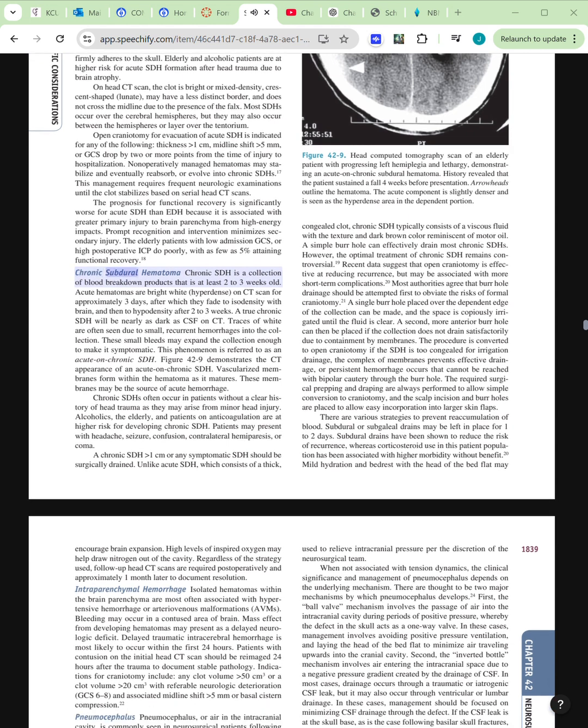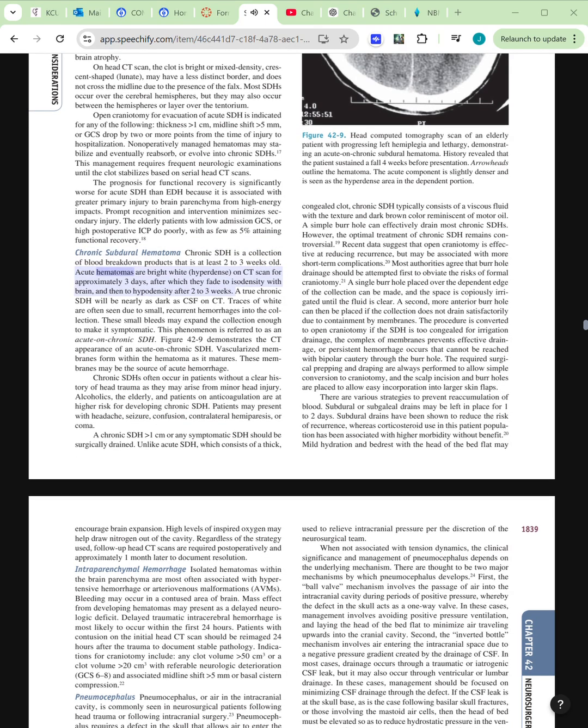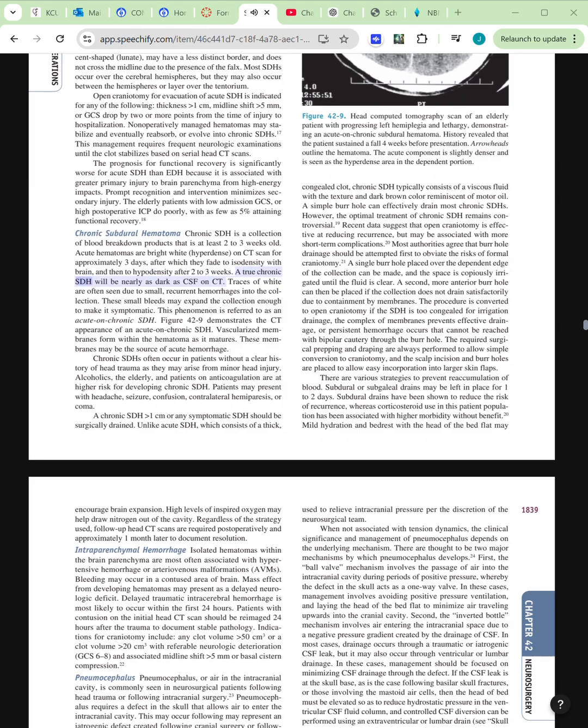Chronic subdural hematoma, chronic SDH, is a collection of blood breakdown products that is at least 2 to 3 weeks old. Acute hematomas are bright white hyperdense on CT scan for approximately 3 days, after which they fade to isodensity with brain and then to hypodensity after 2 to 3 weeks. A true chronic SDH will be nearly as dark as CSF on CT.